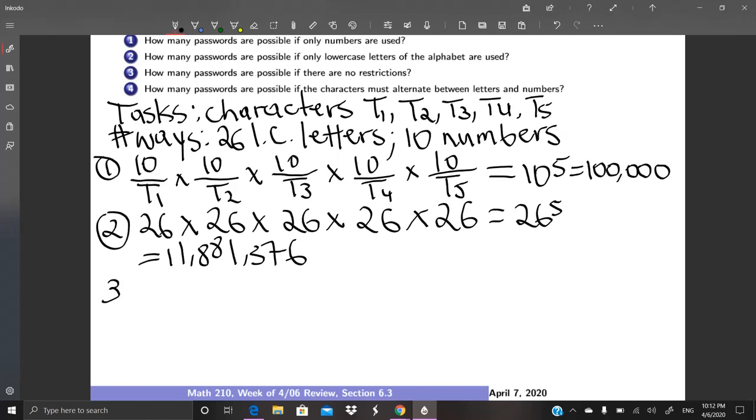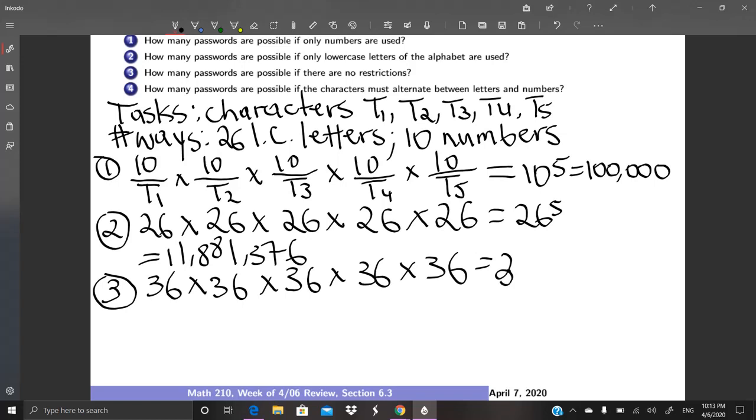So now, number 3. How many passwords are possible if there are no restrictions? So no restrictions means that you have available to you all the lowercase letters and all the 10 numbers, right? So hopefully we can all see that that means we now have 36 options for characters that we can use, right? So for each task, T1, T2, T3, T4, T5, you have 36 options. So in the end, you have 36 ways to do that, times 36, 5 times, right? 36, 36, 36 again. So in the end, you end up with 36 to the 5th power, which, hopefully you expect to be a bigger number than in number 2. So you get 60,466,176 passwords that can be made if you do not put any restrictions on the letters or on the numbers.